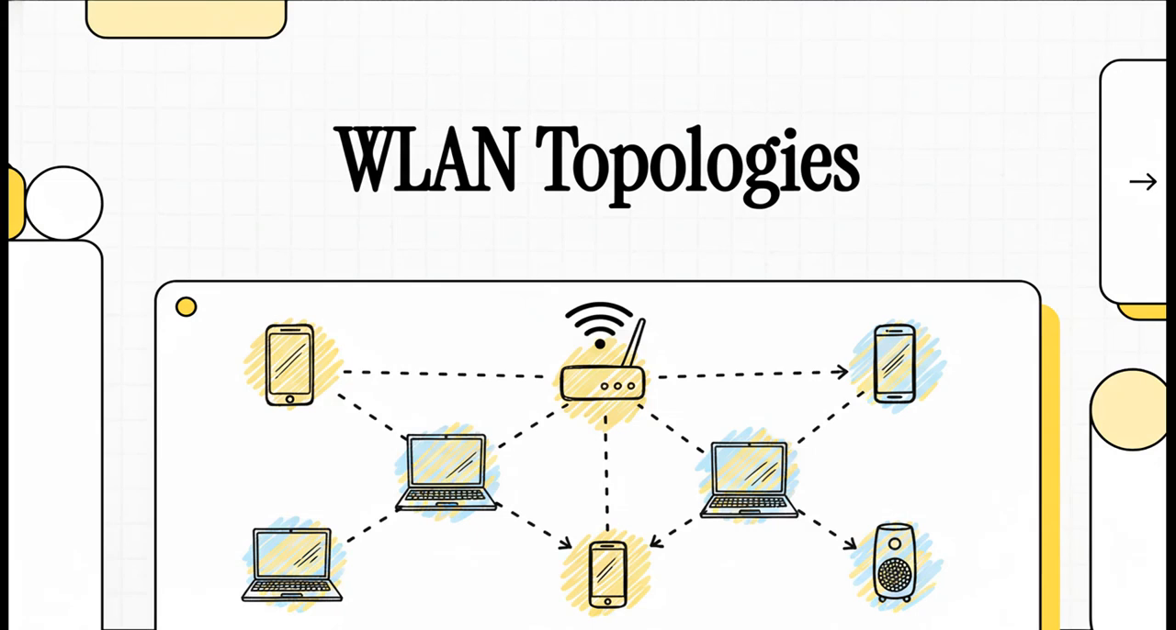You know that Wi-Fi you're using right this second? It feels completely seamless, almost like magic. But behind that magic, there's actually an invisible map, a hidden structure called a topology. Today, we're going to pull back the curtain and see how all your devices are secretly organized.